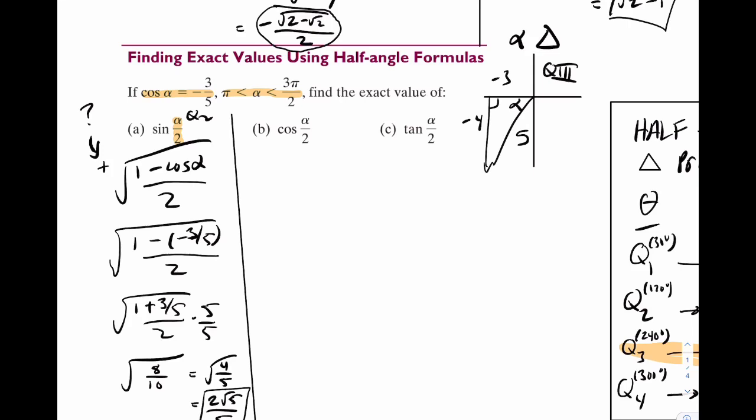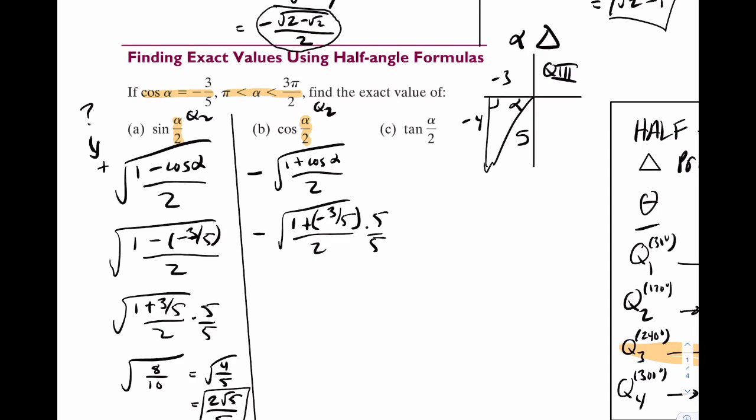So again, focus on this thing. Where is alpha over 2? And we said that's in quadrant 2. So think about cosine in quadrant 2. That must be negative. Write the formula. 1 plus cosine alpha over 2. Notice how it's pretty much identical to the last problem. 1 plus -3/5 all over 2. Multiply by 5 over 5. That's going to be 5 minus 3. That's 2 over 10, which is 1 over 5. And there it is, negative root 5 over 5. Done?